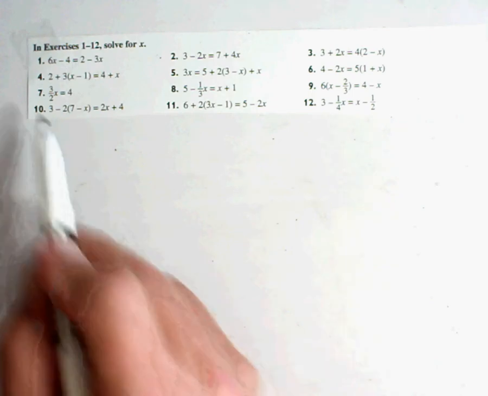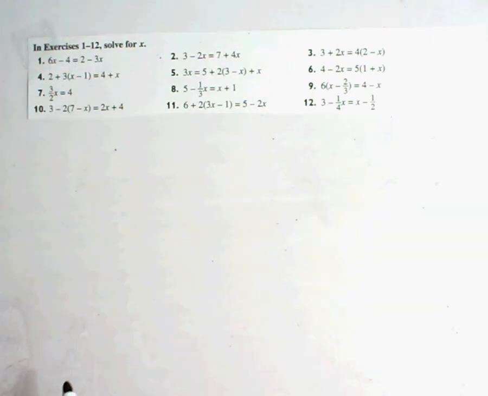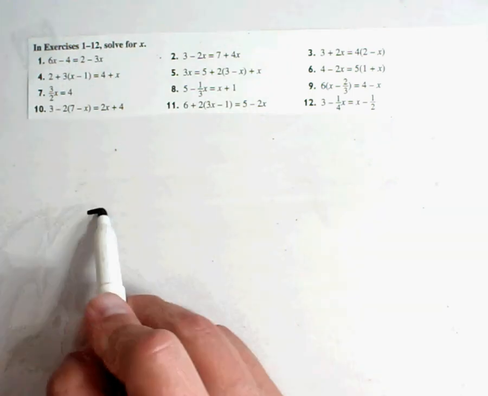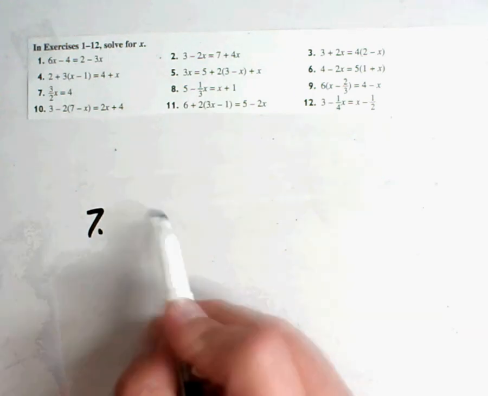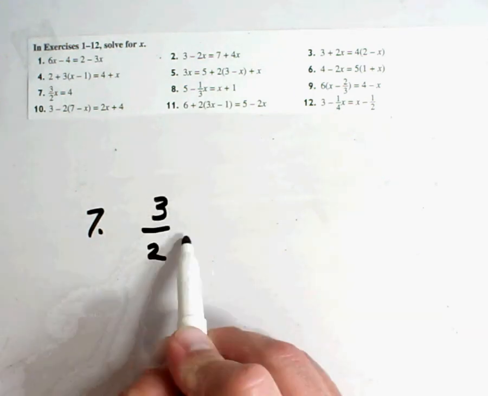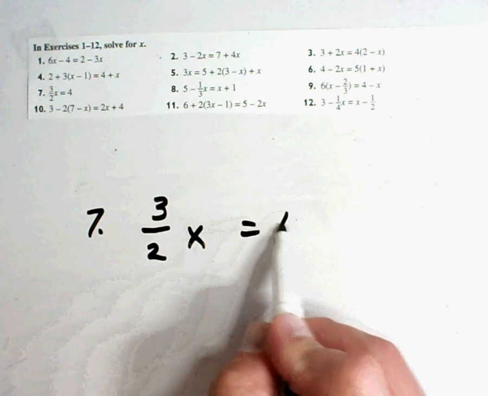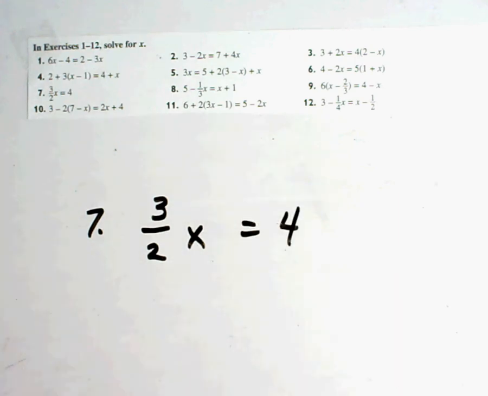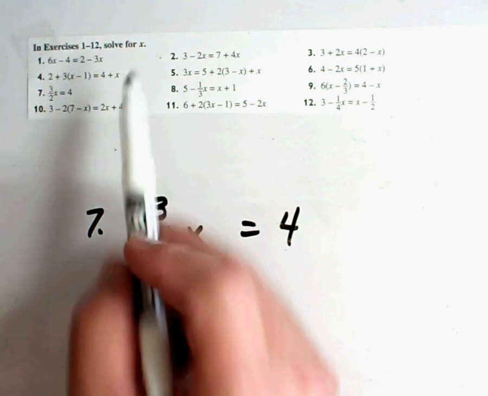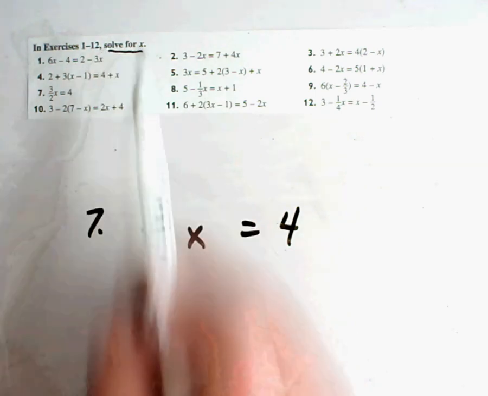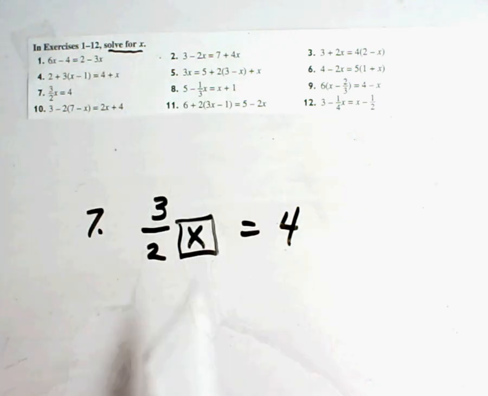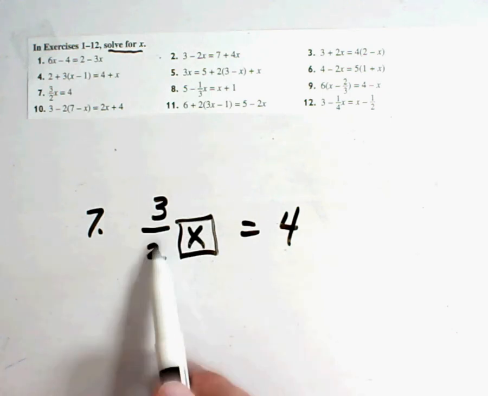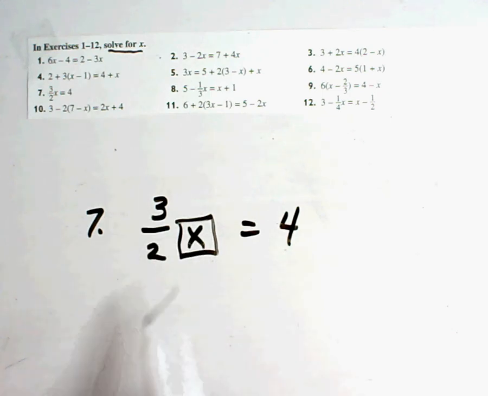I want to show you number 7 is sort of tricky. So I want to show you how to do number 7 real quick, and then I'm going to let you try them yourself. 3/2 x equals 4. This one's actually pretty simple looking, but you've got to be careful. I want to solve for x. You'll notice here it says solve for x. So I want to solve for this. This is 3/2 multiplied by x.